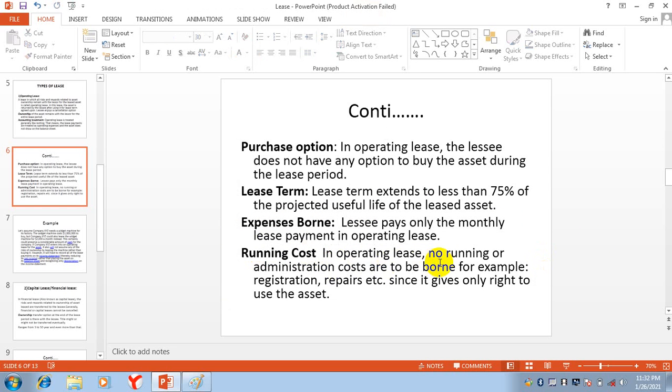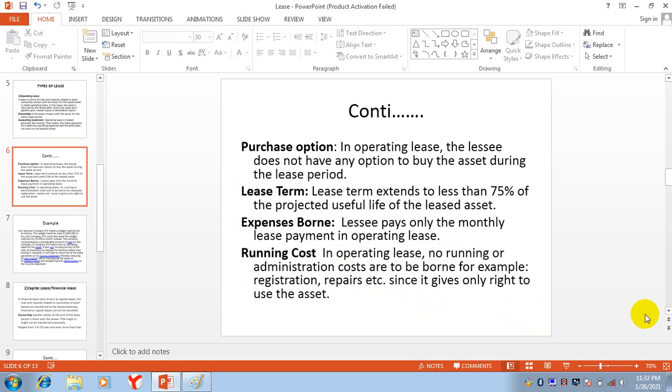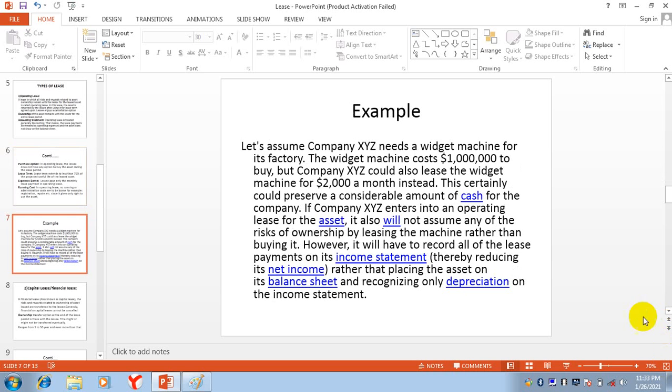Running cost: in an operating lease, no running or administration costs are to be borne, for example registration, repairs, etc., since it gives only the right to use the asset. In a lease, there is no registration cost or repair cost on the lessee. Who will bear these costs? The lessor will bear these costs. So this is another feature of the operating lease: running cost and administration cost will be borne by the lessor.